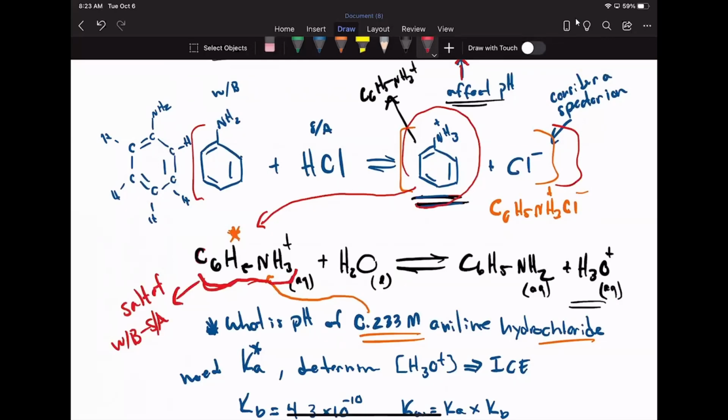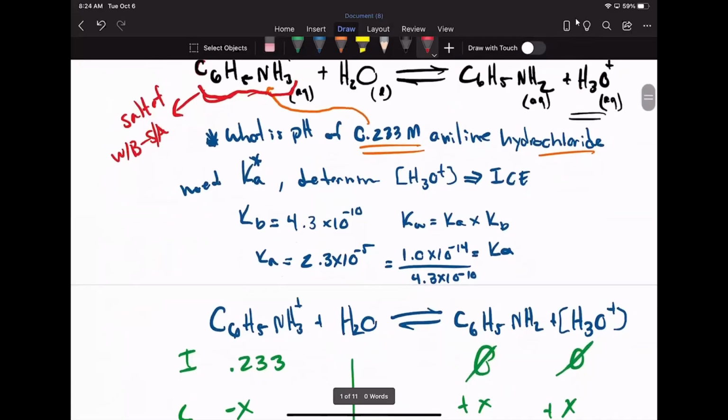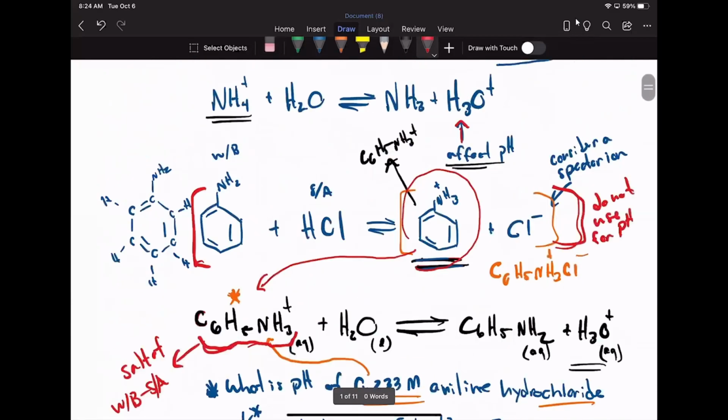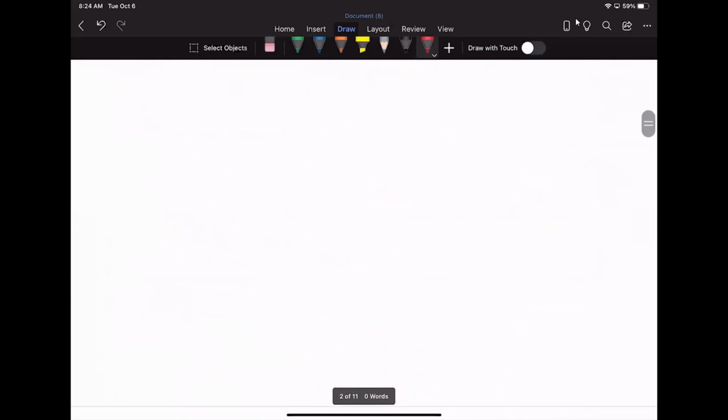So if we're given a problem like this, we do not use this for pH. You're never going to get an answer, because we don't have any concentration of HCl. We don't have any concentration of aniline. So we need that conjugate acid there. Let's see. Let's do another one.